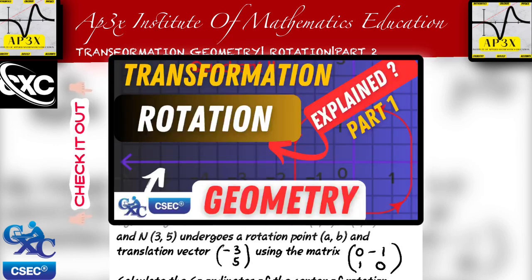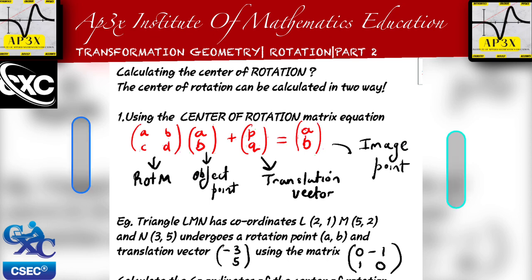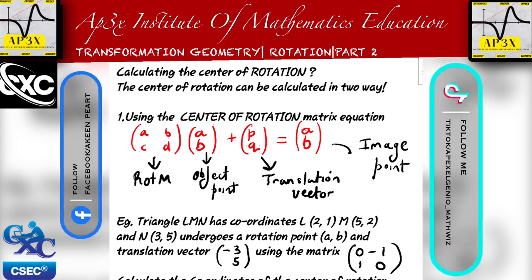Of course, in part 1 of that previous upload we had looked at the fundamental aspects of rotation. That is, what is a rotation, the direction of a rotation, the angle of a rotation. We also dived into the rotation matrix, how to find the rotation matrix and how to use matrices to map an object onto its image. So you definitely want to take the time out to review that video before coming into this one.